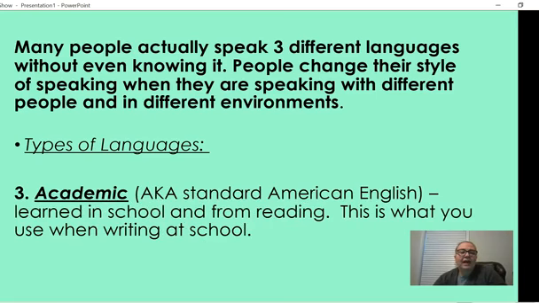And then there, of course, is our academic English. That's what you learn in school and from reading. And this is what you're going to use when you're writing at school.